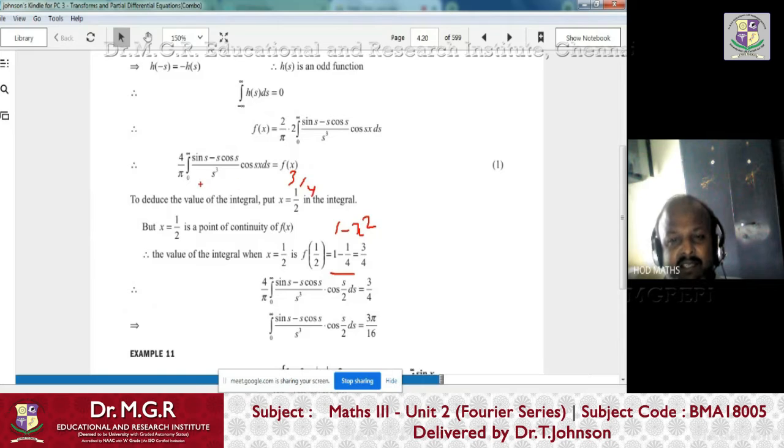And this has a nice representation. This 4 by pi comes to this side as pi by 4. So in that case, it is 3 pi by 4 into 4, which is 3 pi by 16.